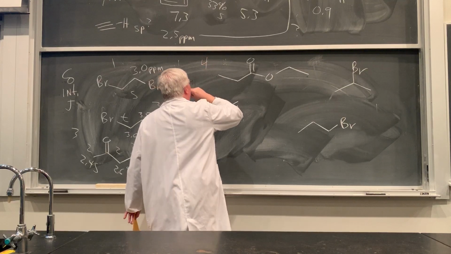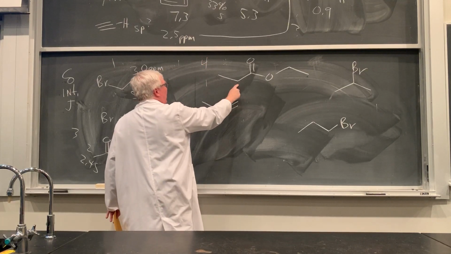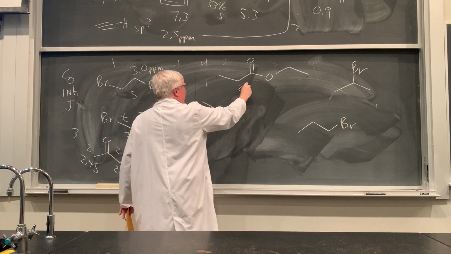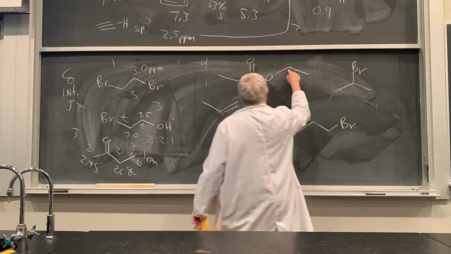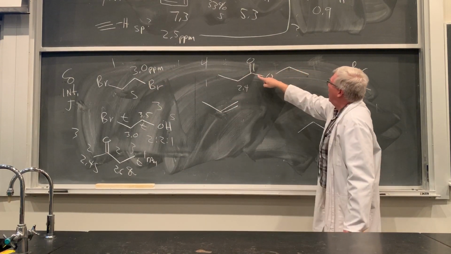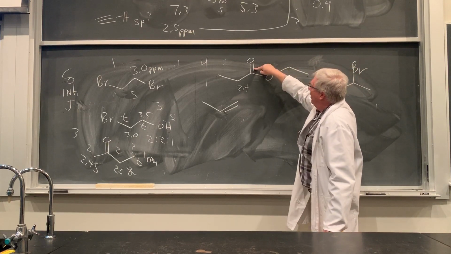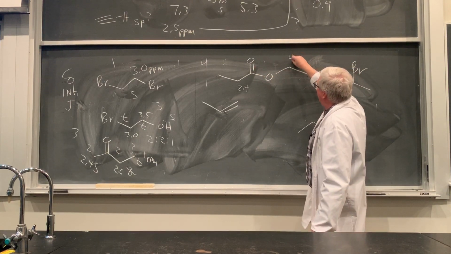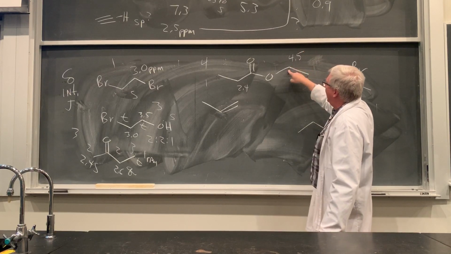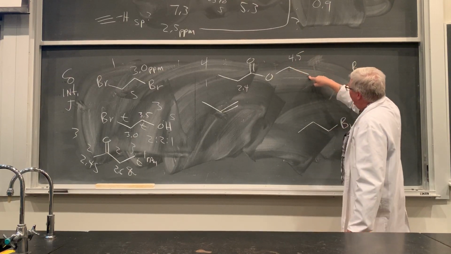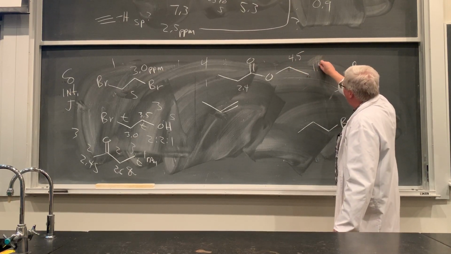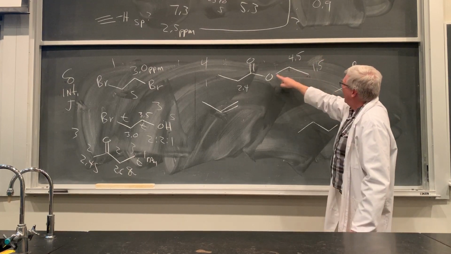Yep. This one will be about 1 ppm. This one about 2.4. This one is alpha to an ester oxygen. This is electron withdrawn due to the resonance effect here. This will tend to be about 4.5, a little bit higher than normal. This one here probably around 1.5 or so. Again, it's kind of close.